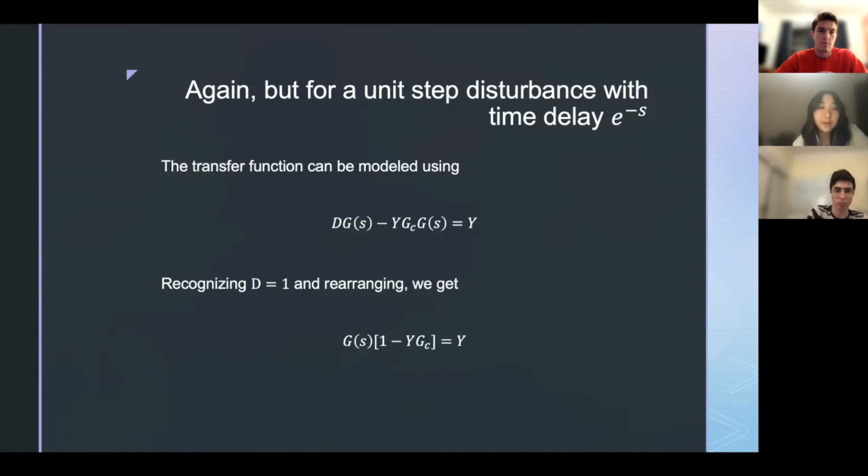And we're going to do this, but this time for a unit step disturbance with time delay. And the transfer function can be modeled using D, which accounts for the disturbance, times G of S times Y minus GC times G of S, which is equal to Y. And since the disturbance is 1, we can plug that in and rearrange the equation above to get G of S times 1 minus Y times GC, and that's equal to Y.